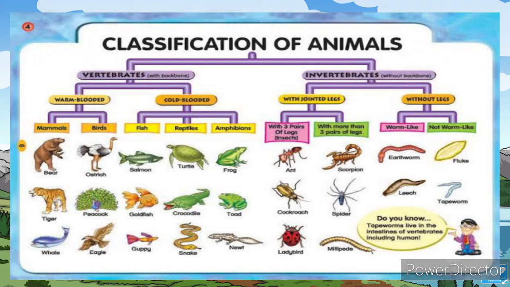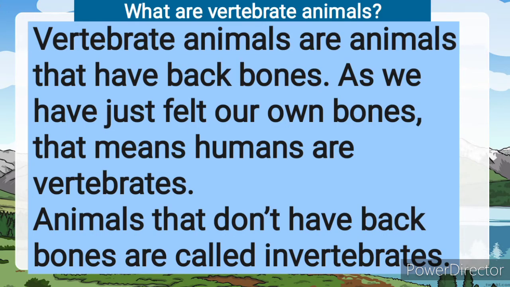But do you know that tapeworm lives in the intestine of vertebrates, including humans? That's so funny. What are vertebrate animals? Vertebrate animals are animals that have backbones. Yes, these are animals that have what? Backbones. As we have just felt our own bones, that means humans are vertebrates. You are vertebrate. Miss Irene is vertebrate. So humans are what? Vertebrate. Why? Because they have bones in them.